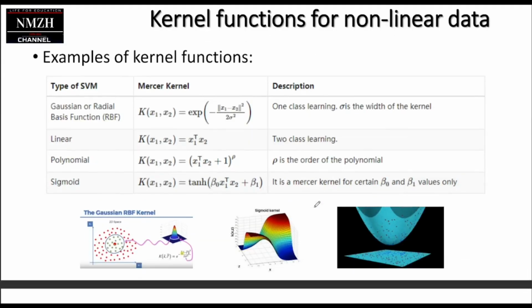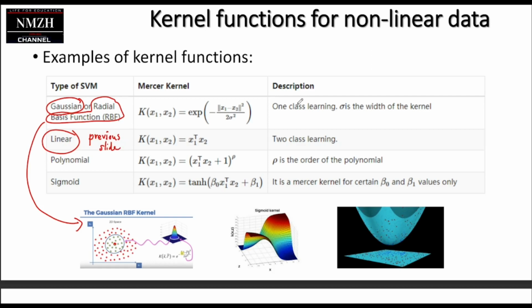Kernel functions vary in several contexts. So this is an example of kernel functions. We do have a radial basis function, or we do have Gaussian. So the quotient is this, for example. The linear one happened to be discussed earlier in the previous slide, and obviously linear is for two classes. Polynomial means this, while sigmoid is this, guys.